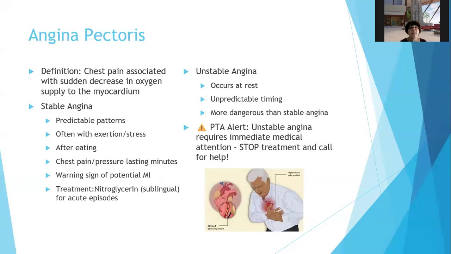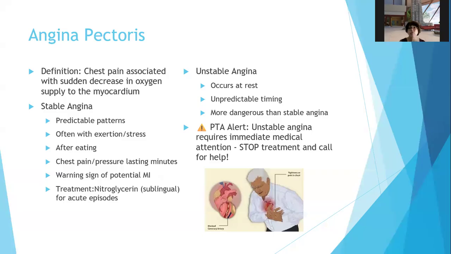So stable angina, it's predictable patterns, like you're out shoveling snow and you have chest pain. So exertion or stress, that's the shoveling snow part. After eating, sometimes it's chest pain or pressure lasting minutes. It's a warning sign that you may be lining yourself up for a myocardial infarction later on. It's usually treated by sublingual nitroglycerin, which is a vasodilator. So a lot of times you can get a little necklace that has your nitro in it. When you're having angina, it's stable angina, it's predictable. You can take nitroglycerin, it goes away.